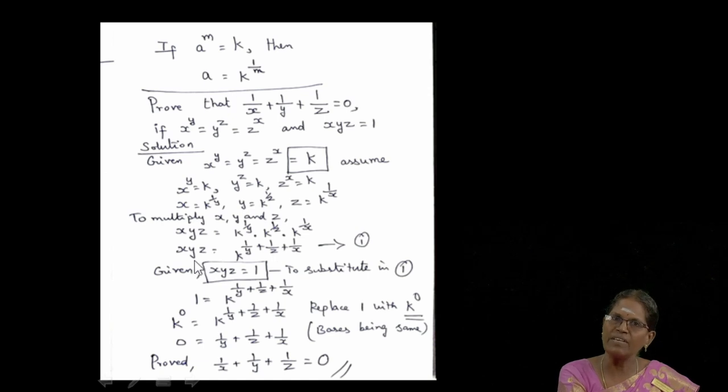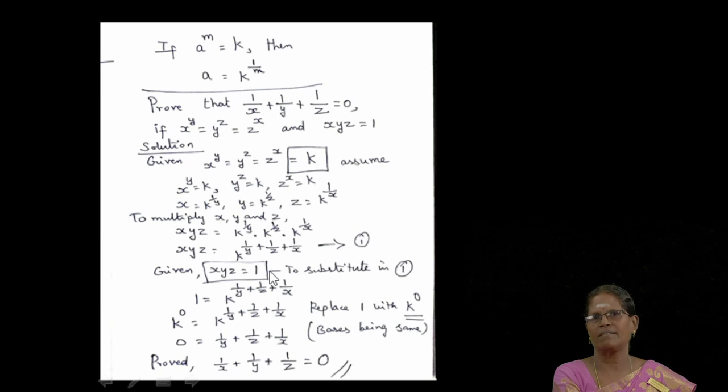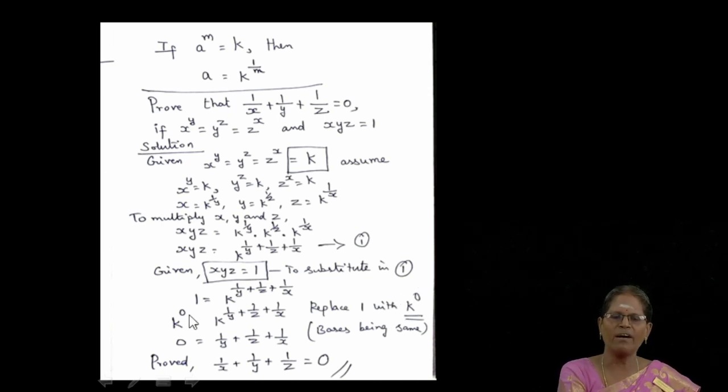Now, in our left hand side, we are having xyz. Now go to the second equation given in the problem, xyz is equal to 1. So now we are taking it here, xyz is equal to 1. We have also learnt that if there is 0 as an index, the value is 1. For 1, we may substitute k to the power 0. So for 1, we are substituting k to the power 0. And for xyz, we are having the first equation, k to the power 1 by y plus 1 by z plus 1 by x.